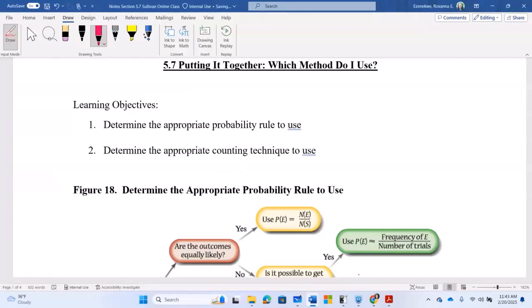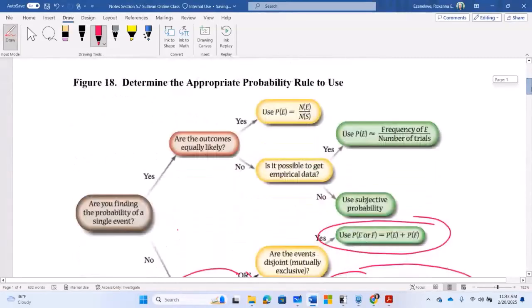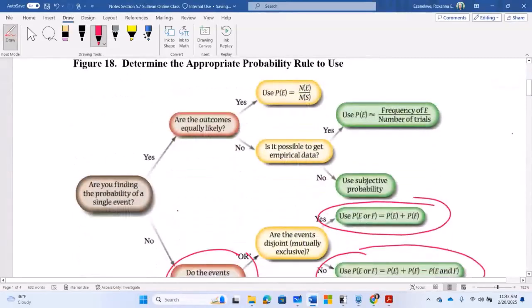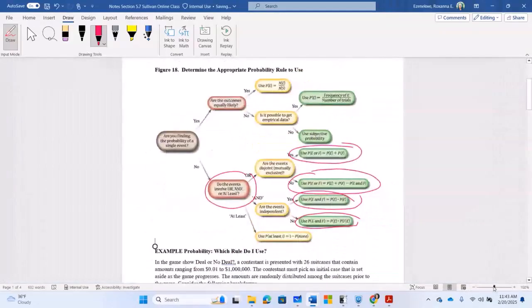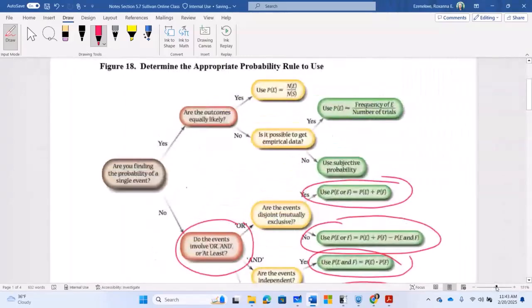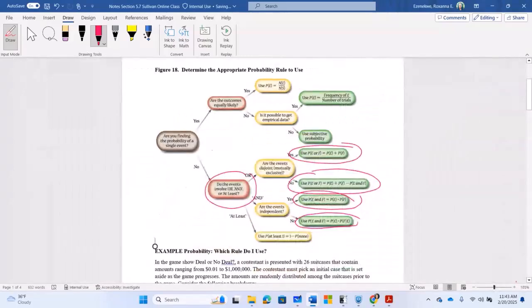I'm just going to bring this down and look at it to find out which one we actually use. I'm going to make it a bit smaller.